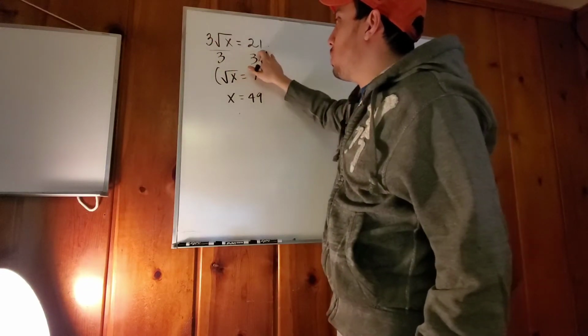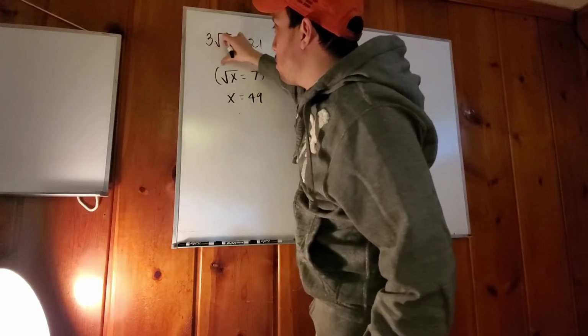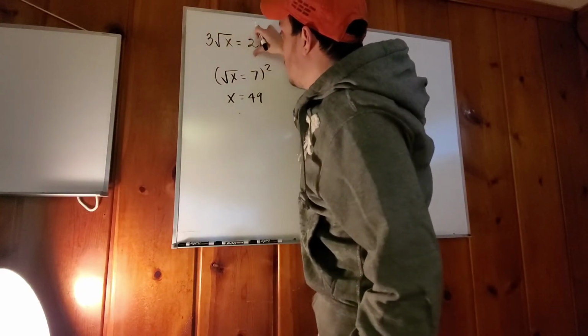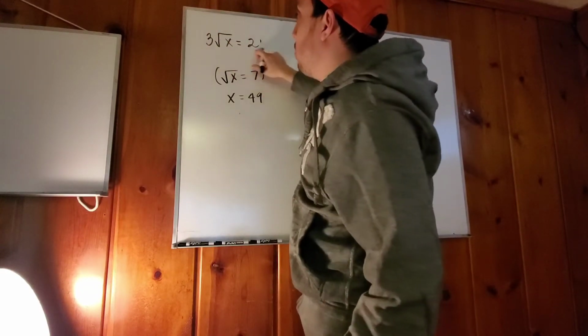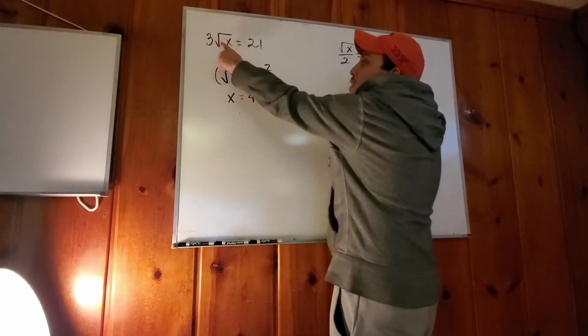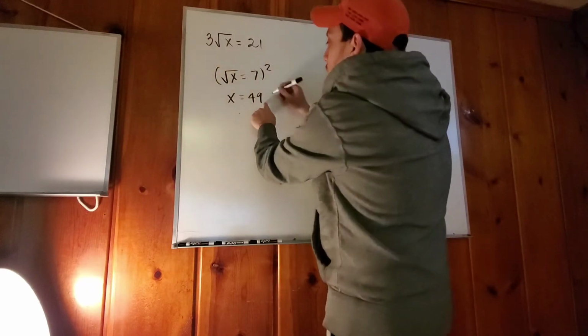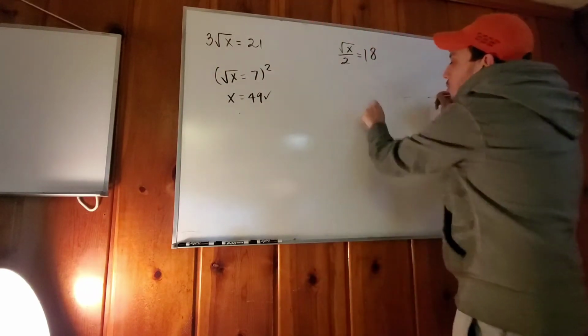I was confused with this 3. So I'm just going to erase this for the sake of me not getting confused. But what I did here to get the 7 is I divided by 3. Hopefully you guys know that. So 49 here. The square root of 49 is 7, times 3 is 21. I got this correct.